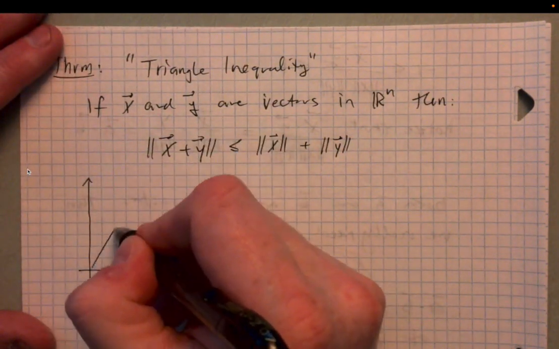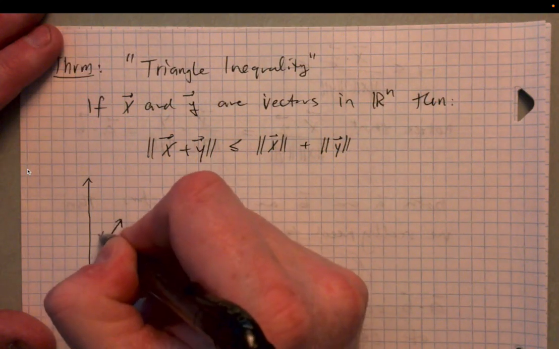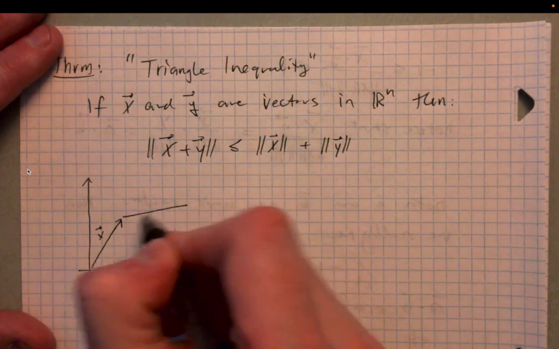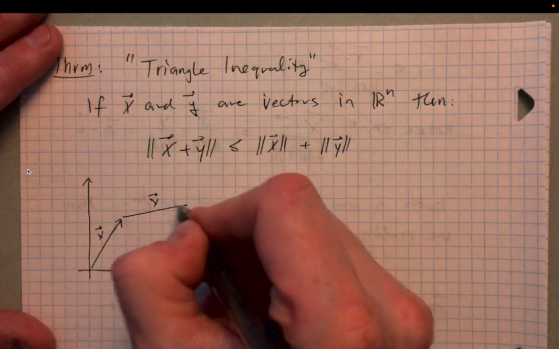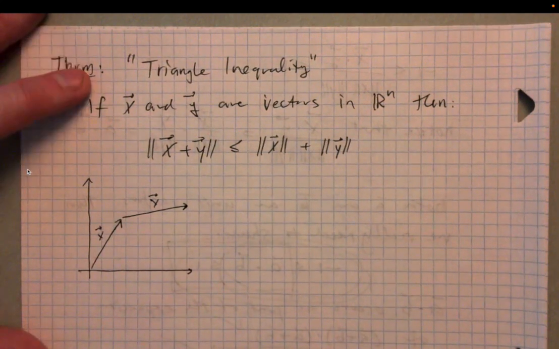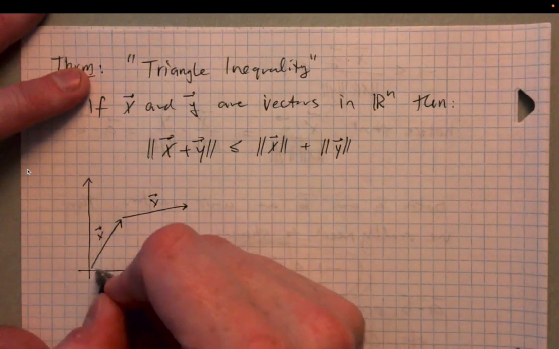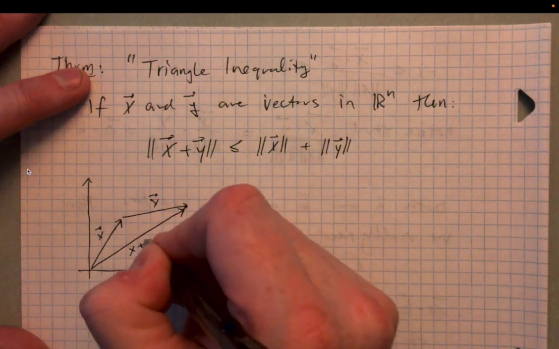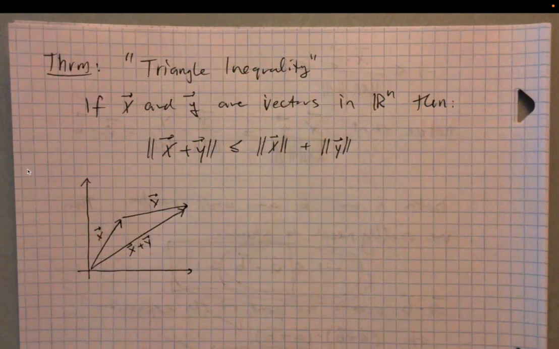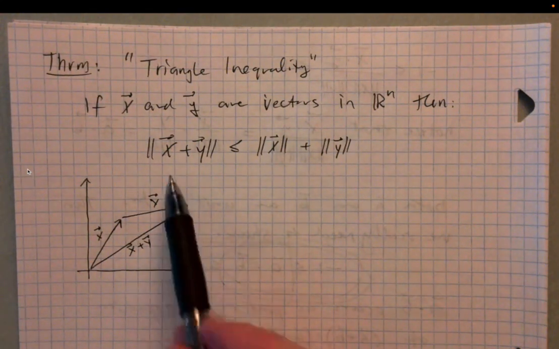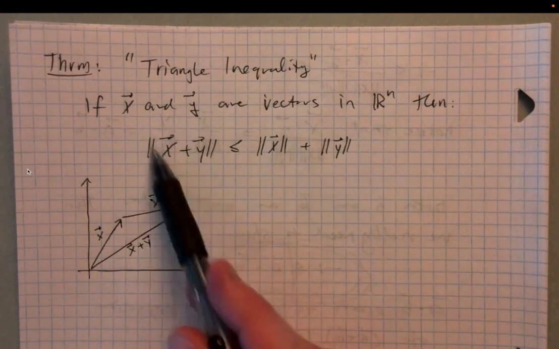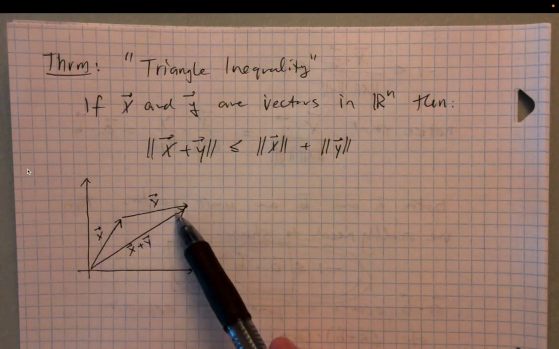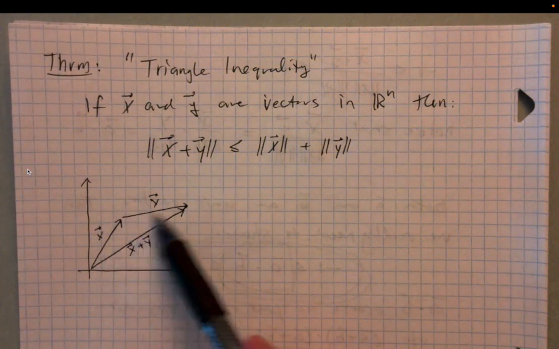So if I have a vector x, like that, and then I have another vector y, and I arrange them in this fashion, tail to tail, then x plus y produces this vector, doesn't it? We saw this in the previous section. You should get this third vector from the sum of these two. So all this is saying is that the length of the third vector has got to be less than or equal to the length of these two.